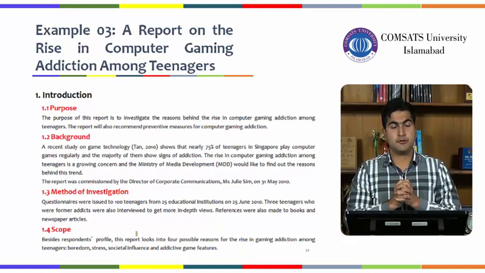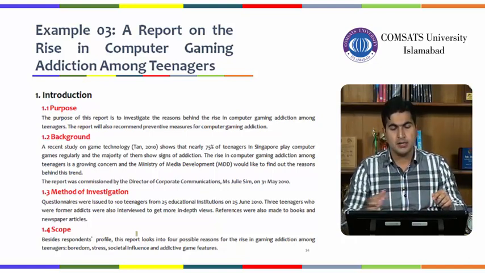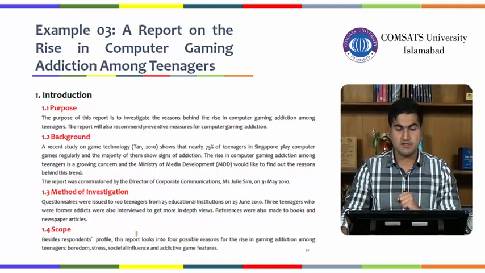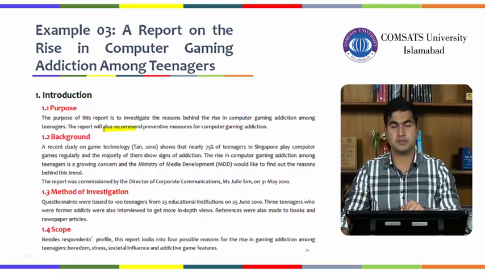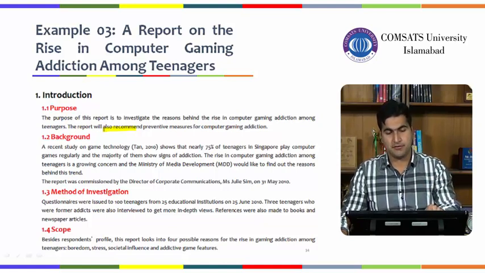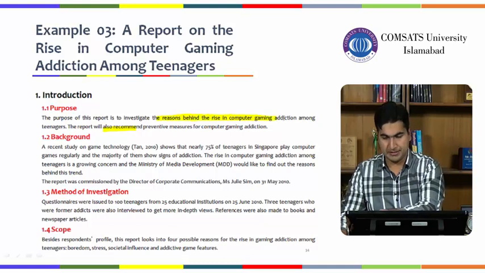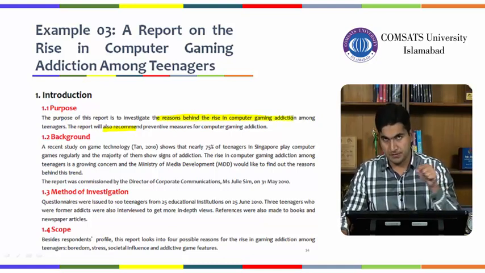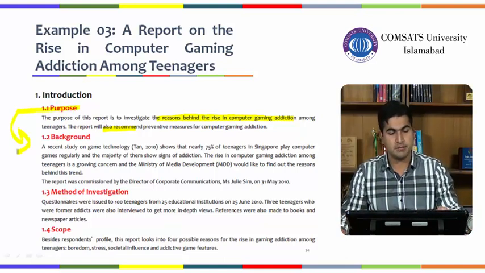Another good sample here for you. Just look at the way every section has been written. The purpose of this report is to investigate the reasons behind the rise in computer gaming addiction. The report will also recommend preventive measures. This is the reason. You have stated the problem: reasons behind the rise in computer gaming addiction. This is becoming a problem on the basis of which you are able to write the purpose. After stating it, you'll go towards stating the background.